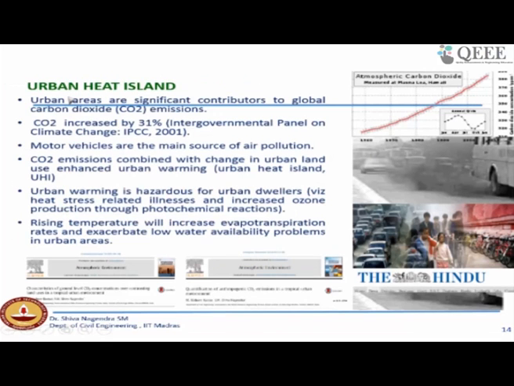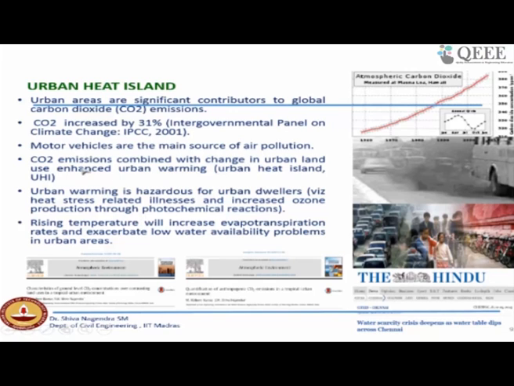Now the other aspect which is important with respect to climate change is that urban areas contribute significant concentrations of CO2. If you use any fuel and complete combustion happens, it will result in water vapor and carbon dioxide. There is information which states that there is a 31% increase in CO2 concentrations. Motor vehicles are the main sources of air pollution. In fact, CO2 is also significantly contributed by motor vehicles. CO2 emissions combine with changes in urban land use.